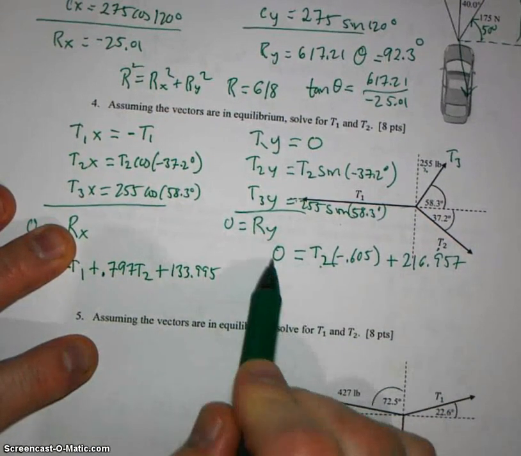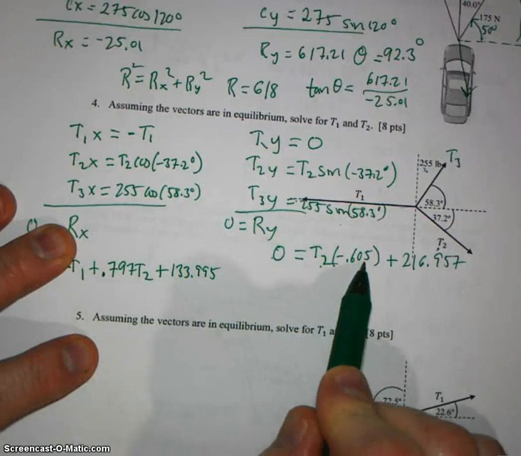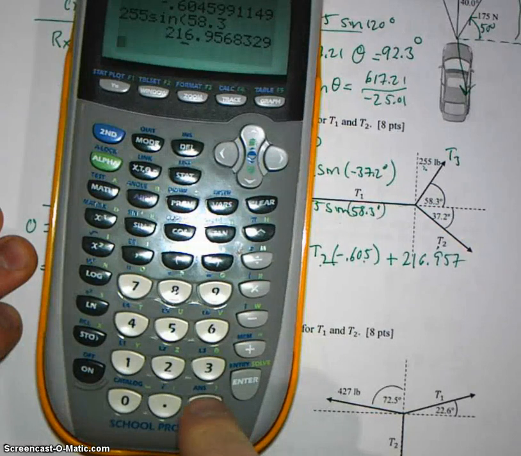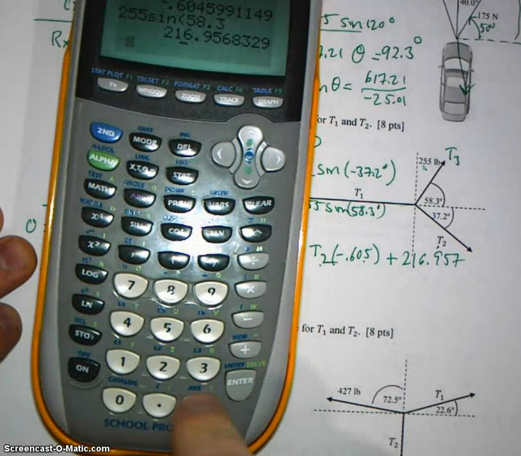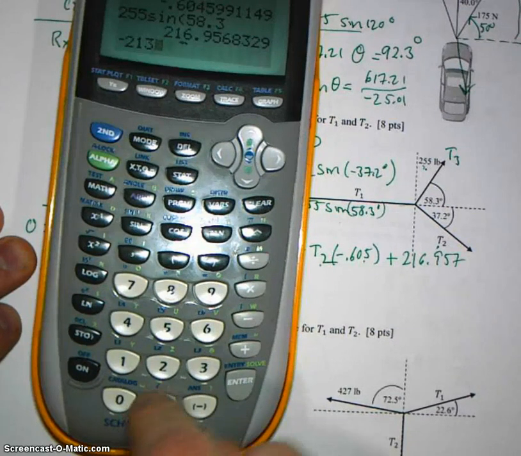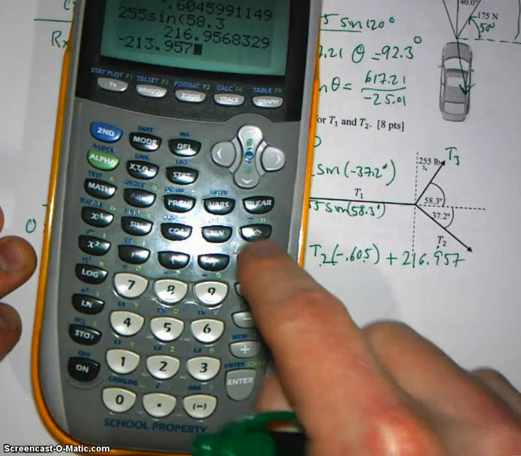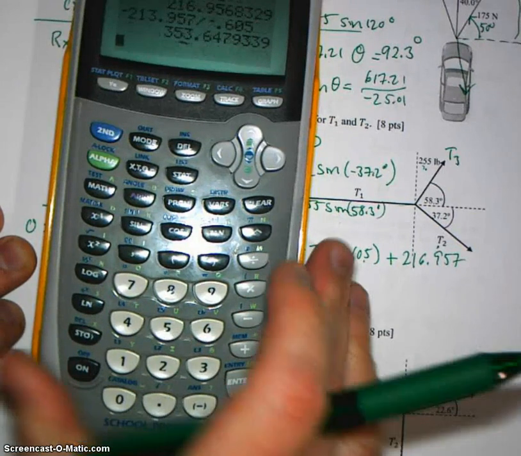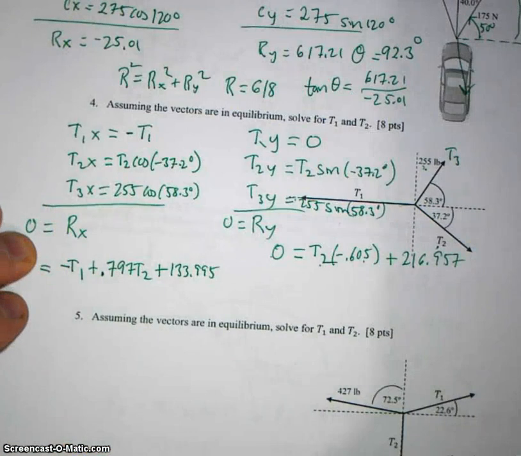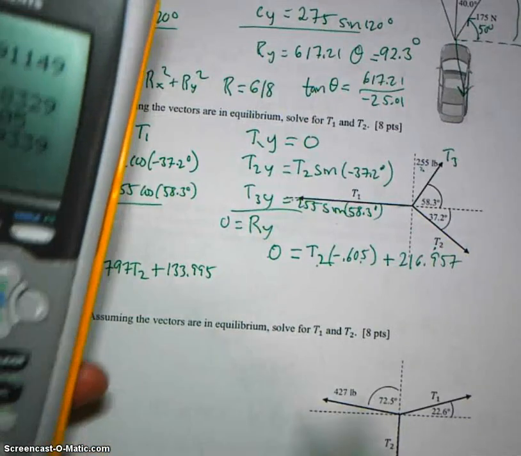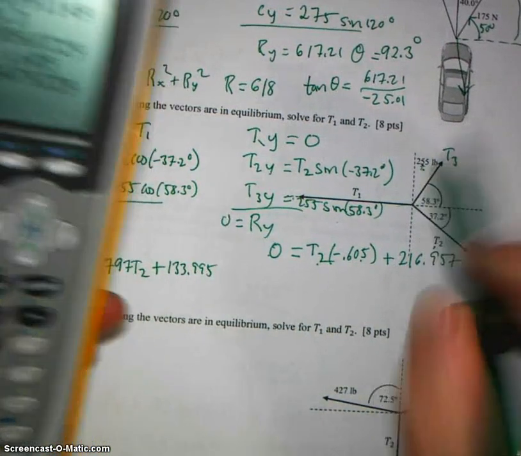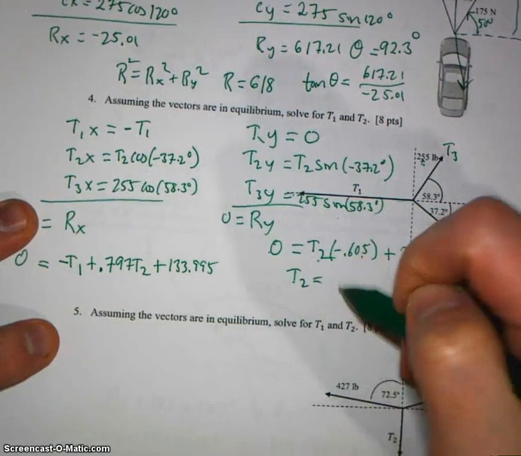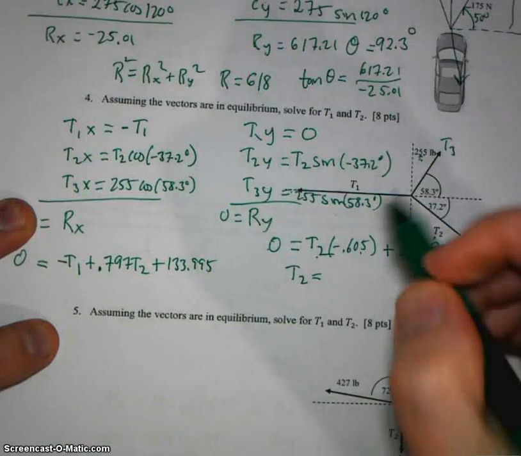I can subtract the 216.957, then divide by negative 0.605. And I get T2 is, I'm going to call it 354, because this had 3 significant digits. So T2 is 354.